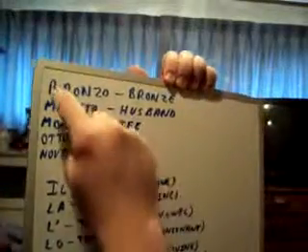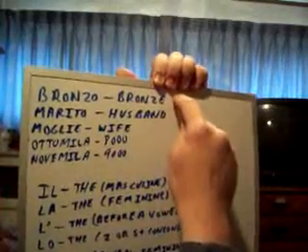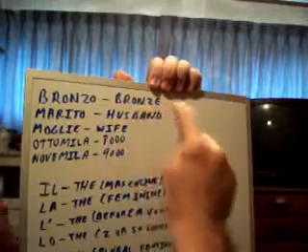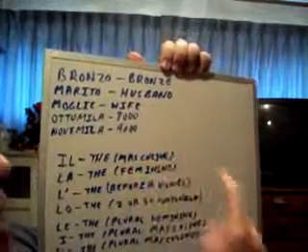And now for some new parole di vocabulario. The first word is bronzo, which means bronze. Marito, which means husband. Moglie, which means wife. 8,000, which means 8,000. And 9,000, which means 9,000.